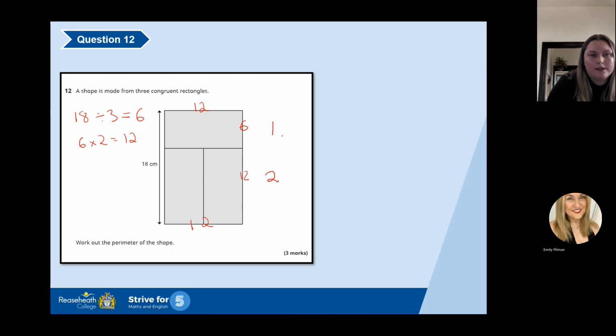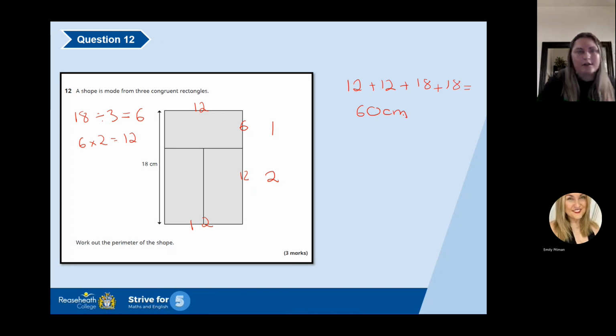So to work out the perimeter, I'm going to do 12 plus 12 plus 18 plus 18, because for perimeter we add all of the sides together. So that then gives me 60, and I'm going to check for the units, which is centimetres.